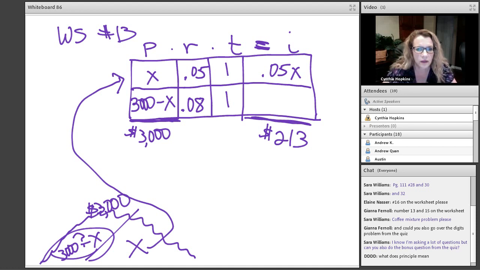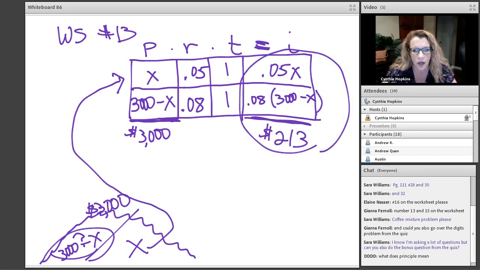And for the next one, 0.08, the quantity 3,000 minus X. I'm just multiplying straight across. And then here is my equation, and I don't even need to think. Okay, so here's my equation, 0.05x plus, I'm going to go ahead and start distributing.